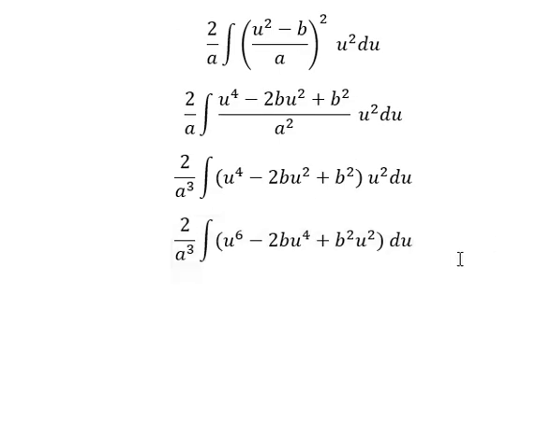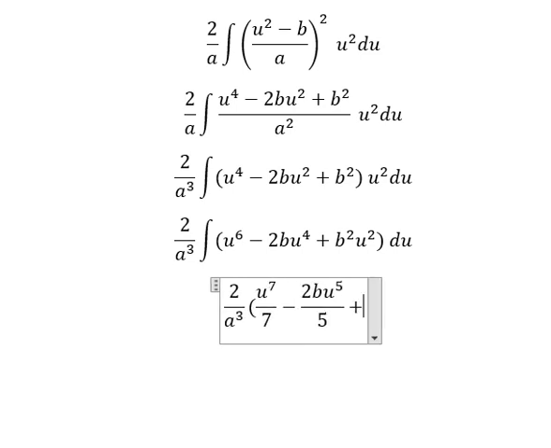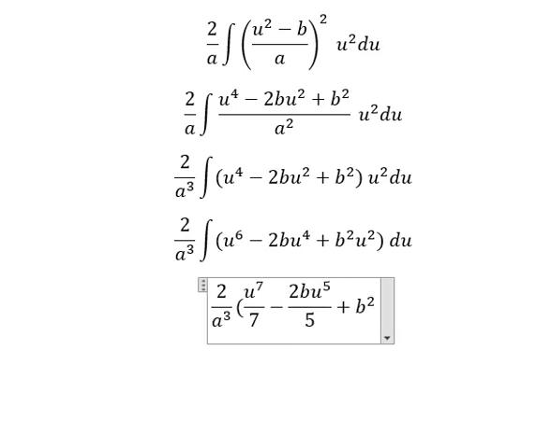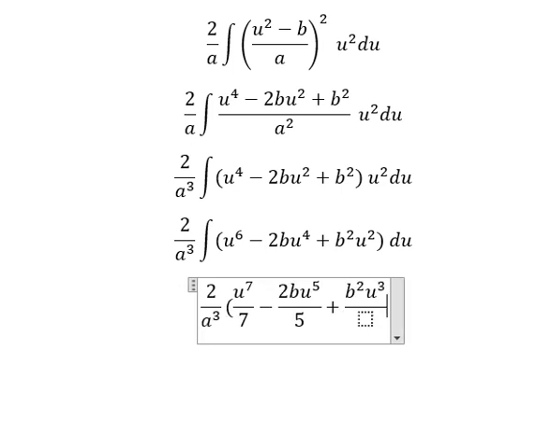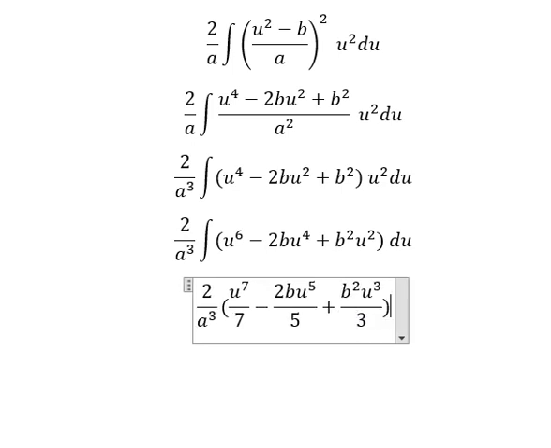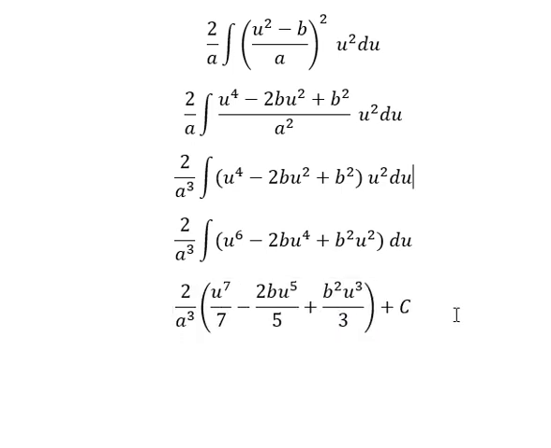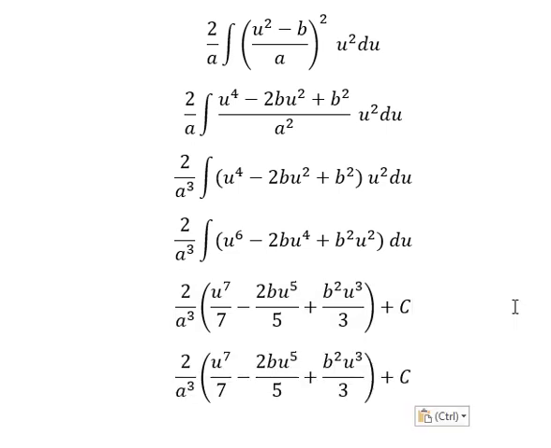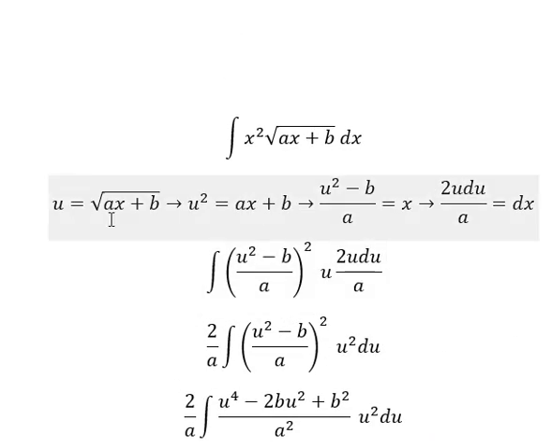Next, the integration of this one, we have u to the power of 7 over 7 minus 2bu to the power of 5 over 5. And the last one is about u to the power of 3 over 3. And we put plus c. About u, that's a about this one.